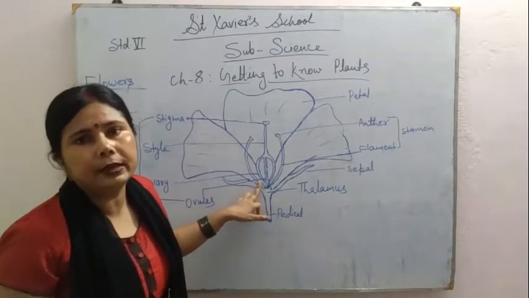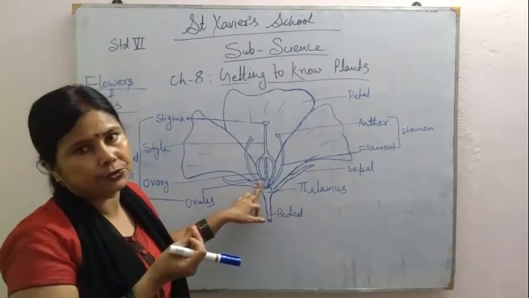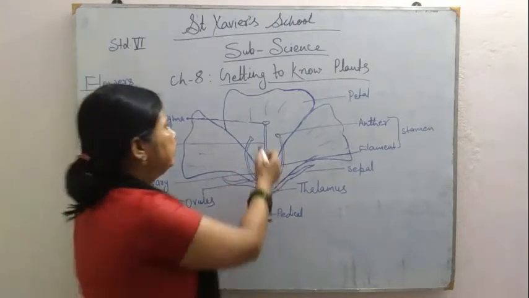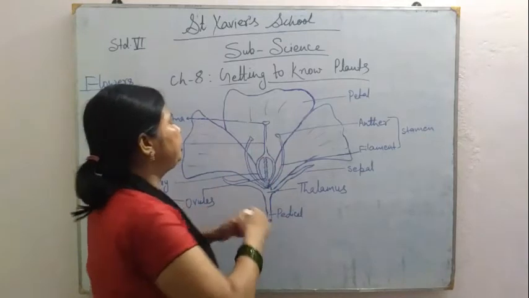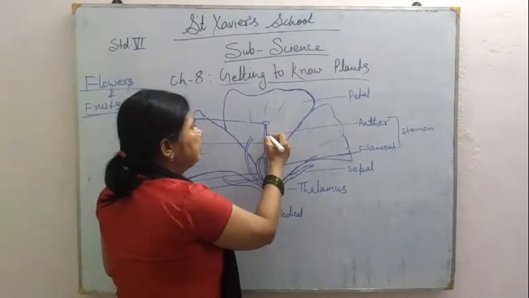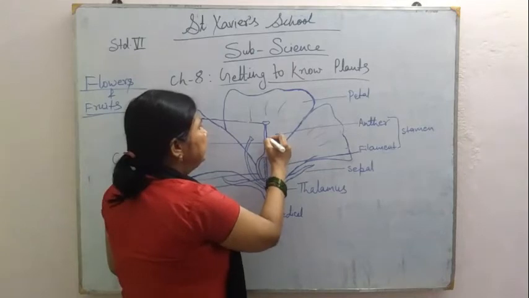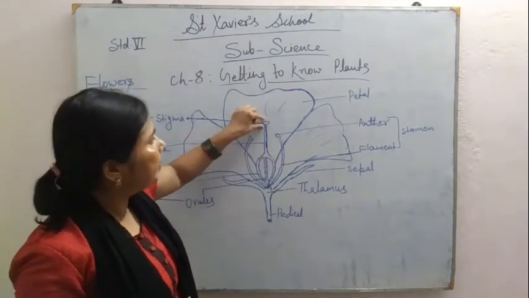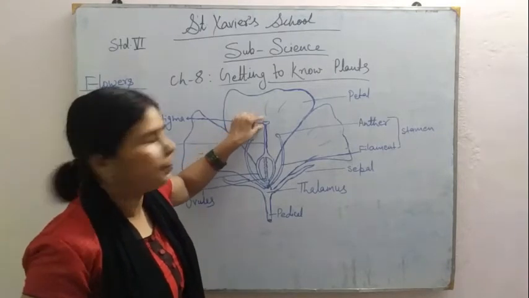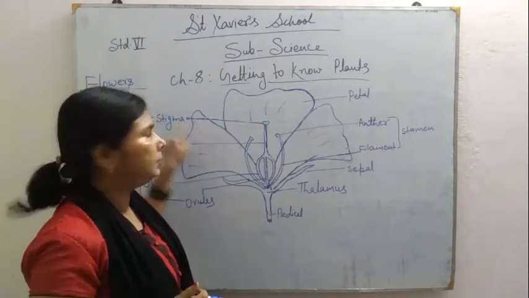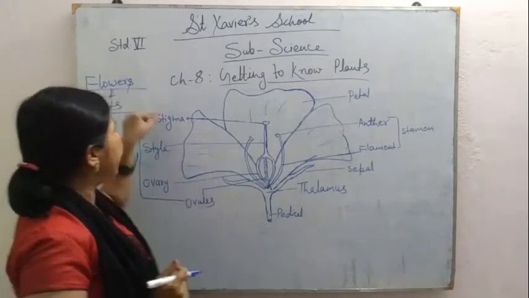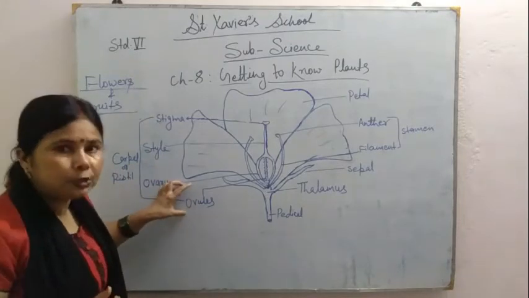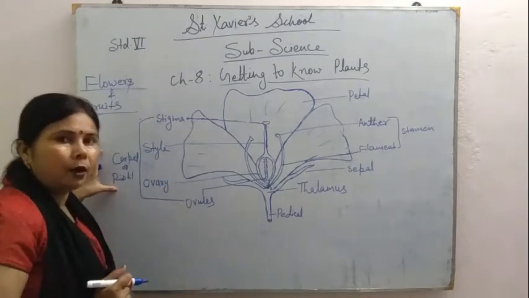And inside the ovary there are some beads-like structures. These beads-like structures are called ovules. And this tube-like structure, ये जो tube-like structure है इसको क्या बोलते हैं? This is called a style. This tube-like structure is called a style, and this uppermost portion is called stigma. ये इसको क्या बोलते हैं? Stigma बोलते हैं. इसे क्या बोलते हैं? Style बोलते हैं. And stigma, style, ovary, ovules unite together to form carpel or pistil.